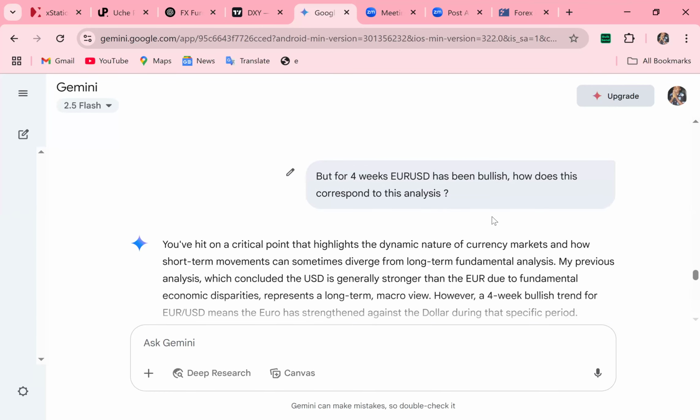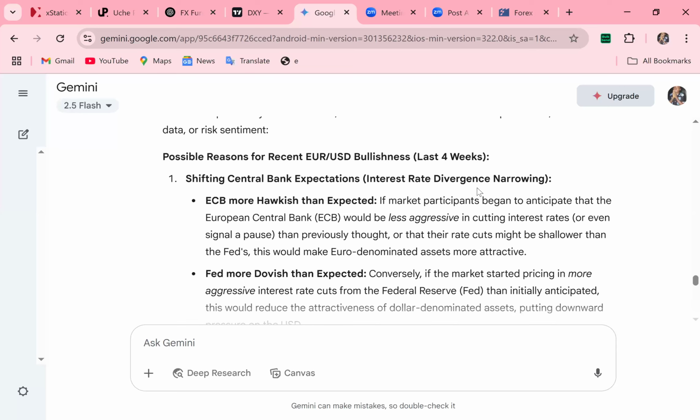So now, these are the possible reasons for the recent bullishness over the last 4 weeks: a shift in central bank expectations, with interest rate divergence now narrowing. So the European Central Bank is more hawkish than expected. If market participants began to anticipate that the European Central Bank would be less aggressive in cutting interest rates, or even signal a pause, then their rate cuts might be shallower than the Fed's, and this will make euro-denominated assets more attractive.